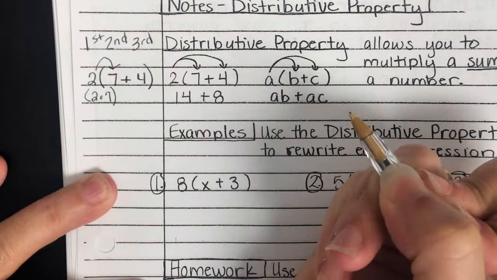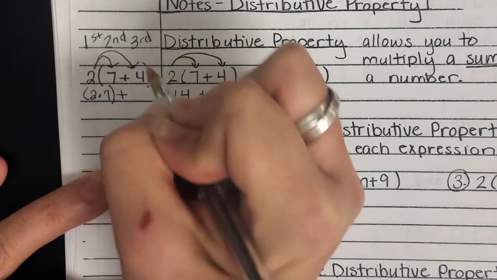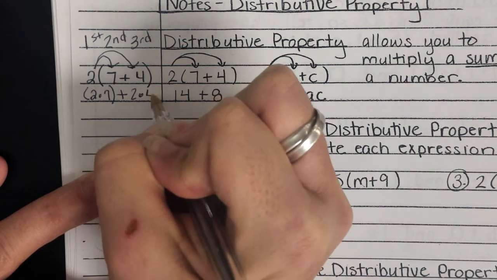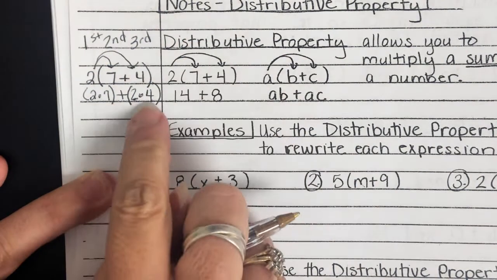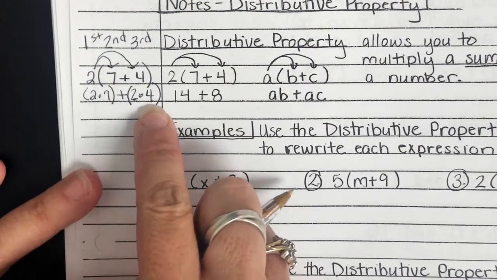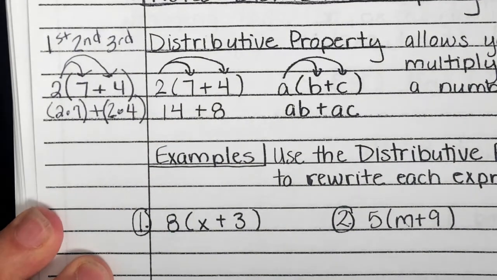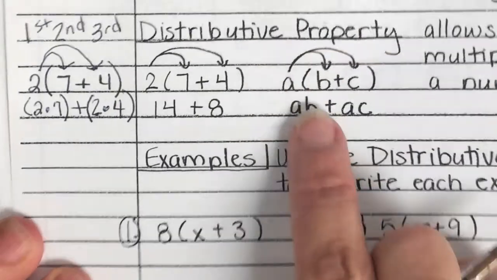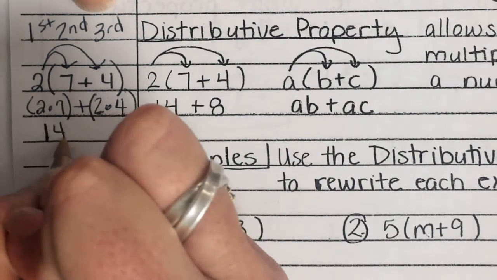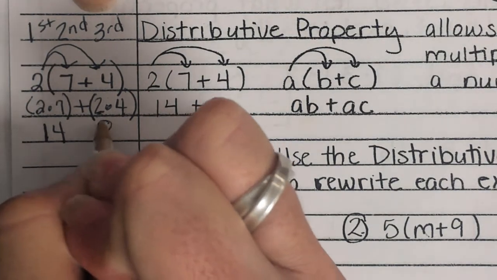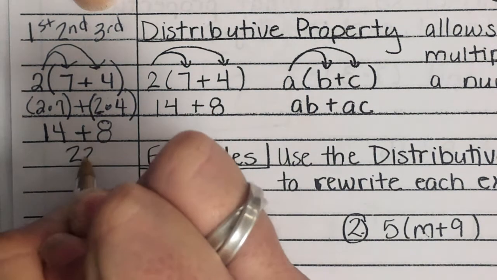2 times 7. Then they put a plus. And they do 2 times 4. So they put 2 times 4. They show the parentheses and how they did the math, or what numbers they're working with. Okay. Well, all it is, is the difference, and then you would work it out. 2 times 7, 14. 2 times 4, 8. Add it together, 22. Okay.